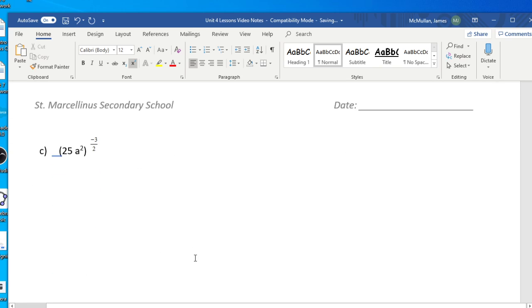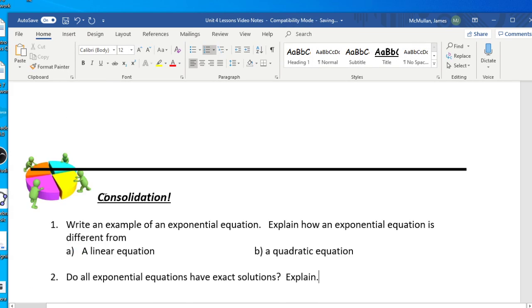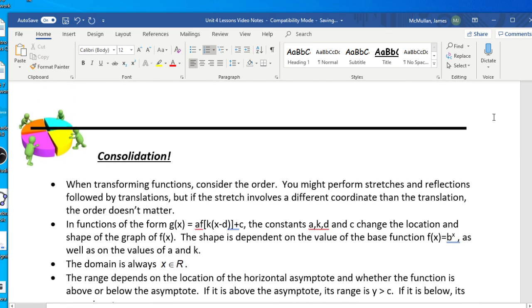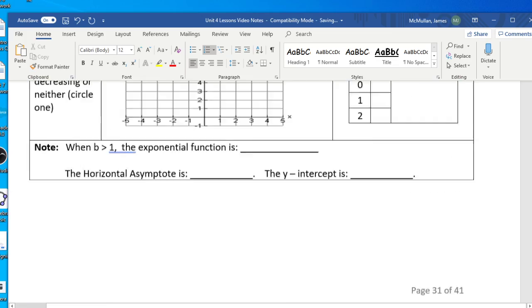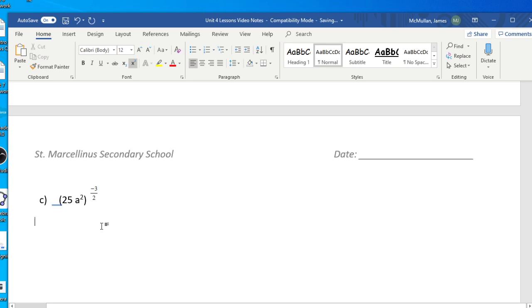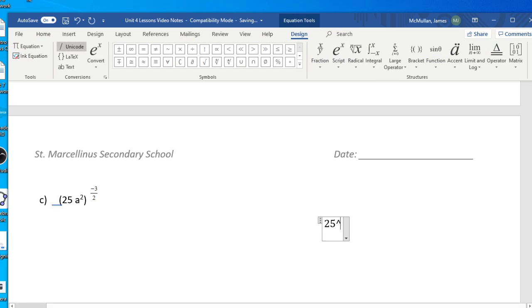Okay, so I've got to do 25 to the power of negative 3 over 2, and then a squared times, so times negative 3 over 2. That isn't too hard to deal with. Okay, let's try this one. Somehow I just got to the bottom of the document.